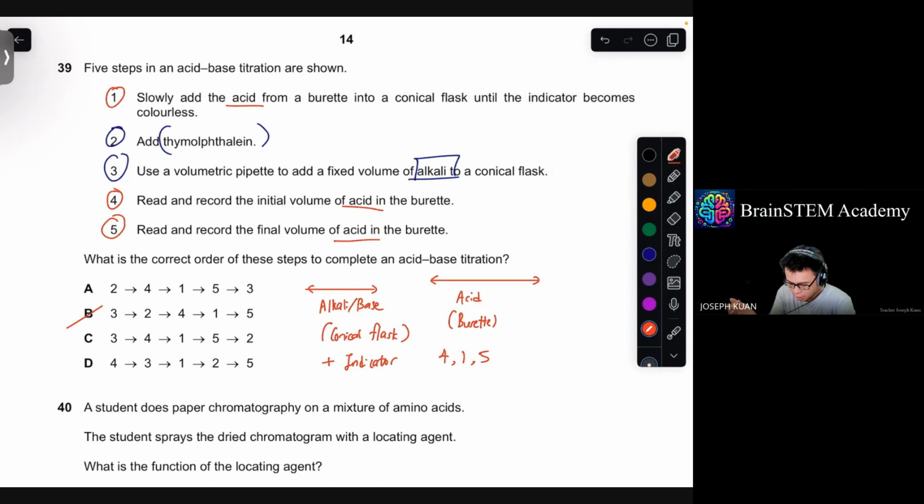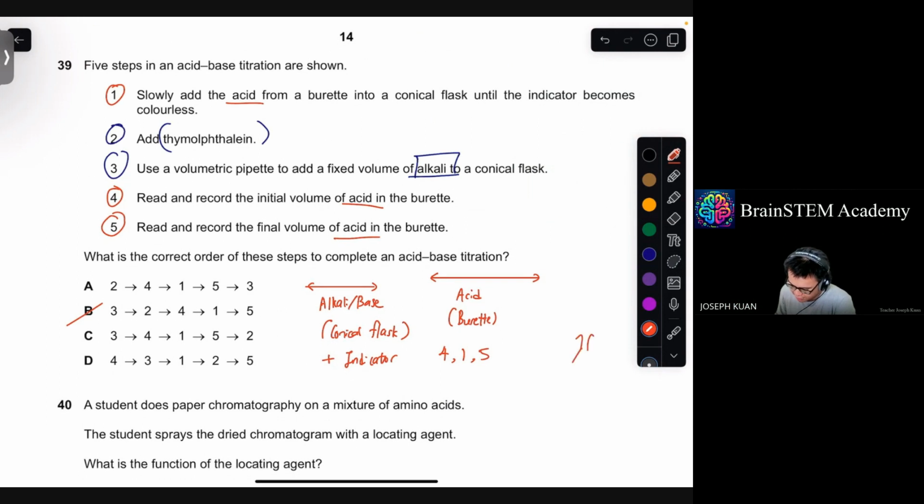Start with 3 first. Use a volumetric pipette to add a fixed volume of alkali to a conical flask. And then you add thymolphthalein indicator. And then you set up a burette with acid. And then record the initial volume first, followed by adding the acid, and then finally record the final volume. So the answer is B.